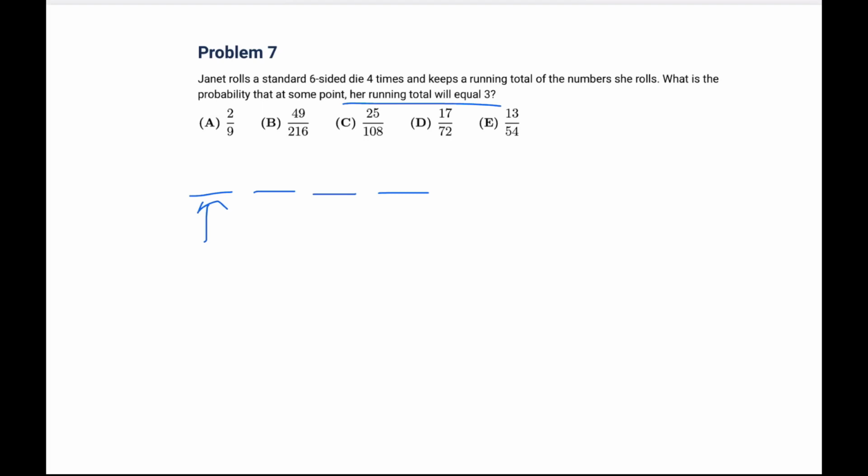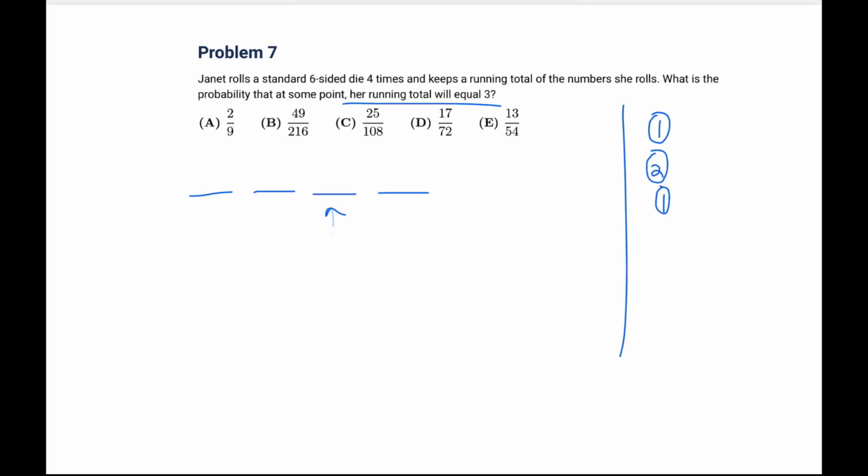We know that if Janet has a running total of 3 by the first roll, there's only one way for her to do that. And that one way is just to roll 3 the first time. Now, if Janet has a running total of 3 by her second roll, there's a couple ways for her to do that. She could roll a 1 and then a 2, or a 2 and then a 1, but those are the only ways. So there's 2 ways for the second case. Now, if Janet has a running total of 3 by her third roll, there's only one way for her to do that, and that's to get a 1, a 1, and a 1. So there's one possibility for that case.